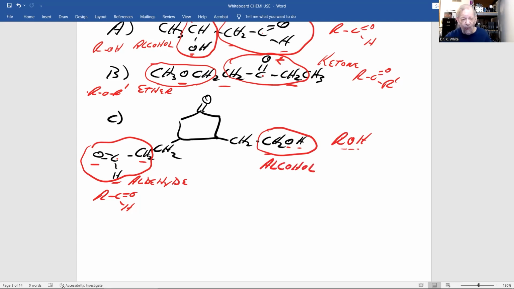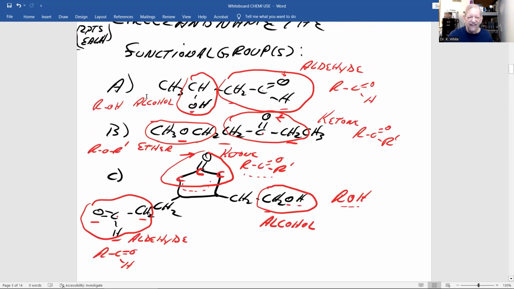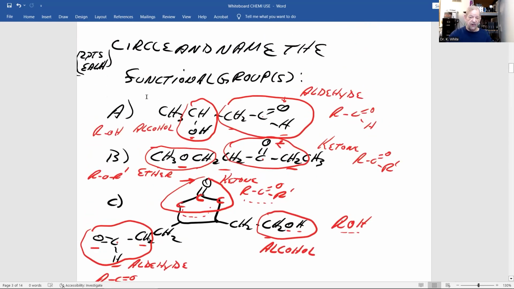Are we done? No. There's another oxygen. Boy, there are a lot of functional groups. And here is a double bonded carbonyl with carbons here and here, but they're connected to each other, but it's still, so this is a cyclic, what? It's a ketone, but it's in a ring. And that one had, wow, 3 functional groups. And that's how you play that fun game. Circle and name the functional group or groups, 2 points each.